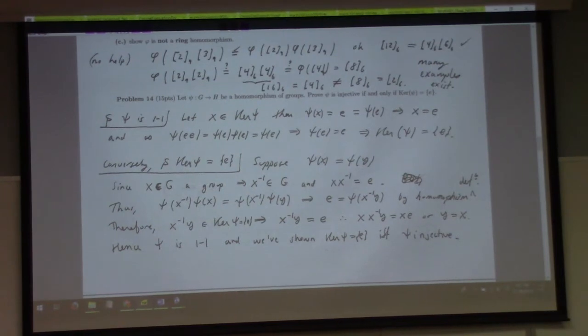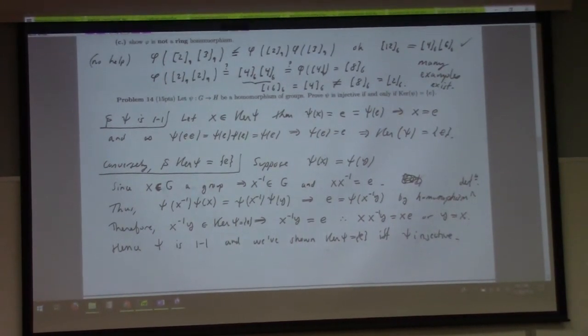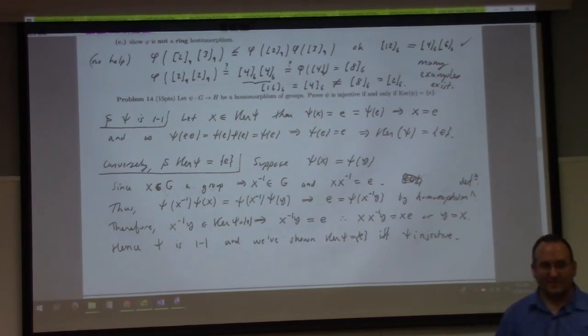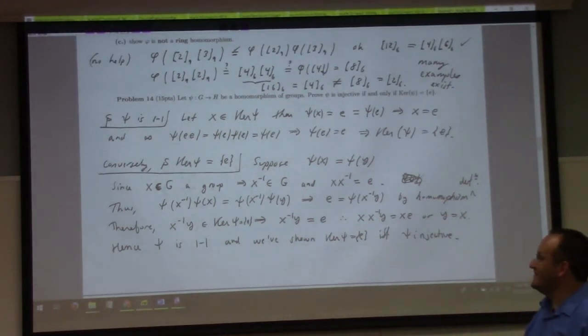Let psi from G to H be a homomorphism of groups. Prove that psi is injective if and only if the kernel of psi is equal to E. My goodness, if you're a student in 2016 and you didn't get this on the final, shame on you. Because in any semester, this is a gift.